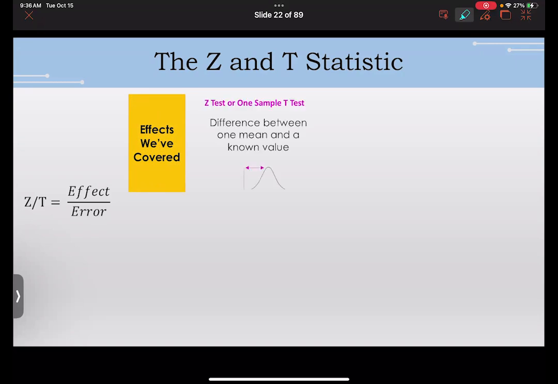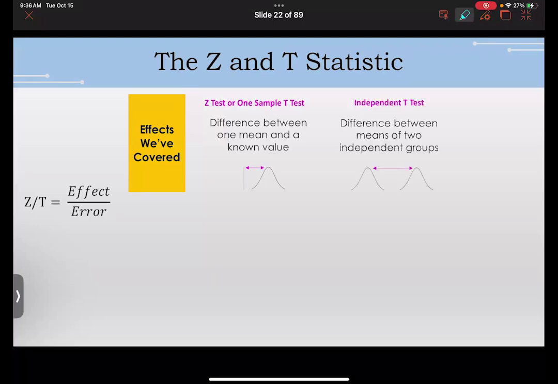We've covered the difference between a sample mean and a number. So the average well-being in the US is 6. Your sample has a well-being of 9. Are those different? That's an effect of 3. Don't overthink it, right? That's the effect, a distance of 3. You good so far? Yeah, that's the effect.